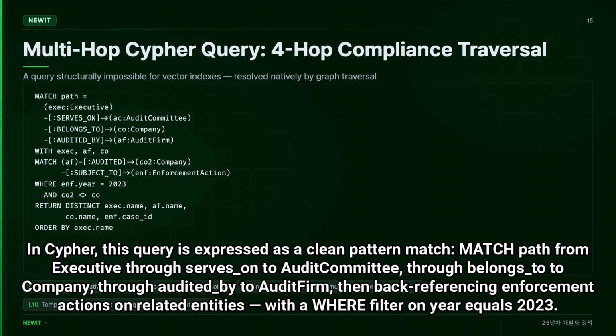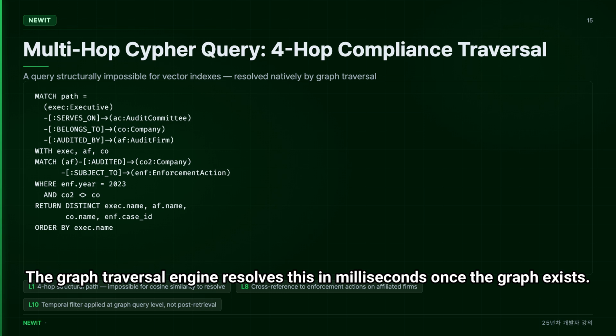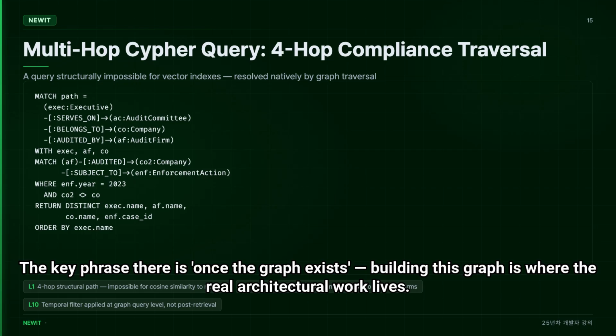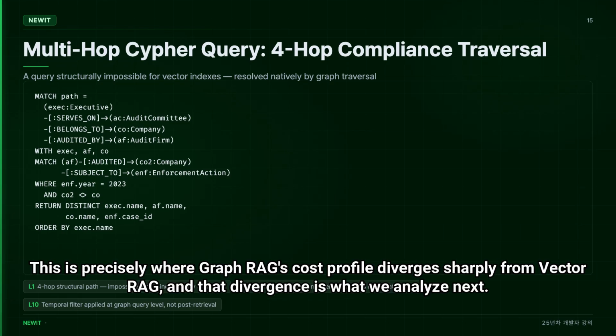In Cypher, this query is expressed as a clean pattern match. MATCH a path from executive through serves on to audit committee, through belongs to company, through audited by to audit firm, then back-referencing enforcement actions on related entities, with a WHERE filter on year equals 2023. The graph traversal engine resolves this in milliseconds once the graph exists. The key phrase there is once the graph exists. Building this graph is where the real architectural work lies. This is precisely where GraphRAG's cost profile diverges sharply from vector RAG, and that divergence is what we analyze next.